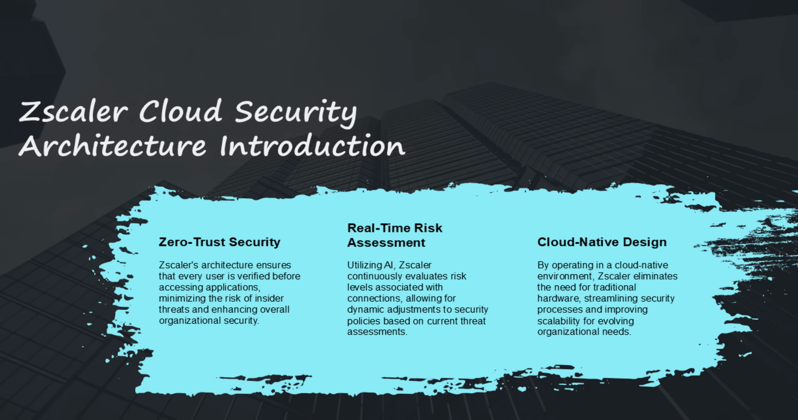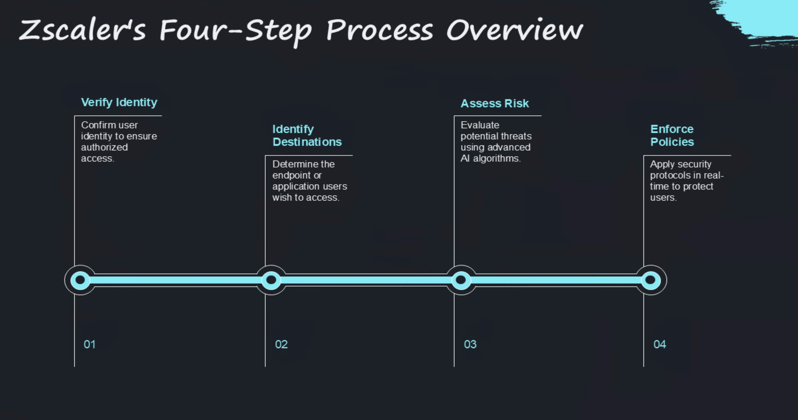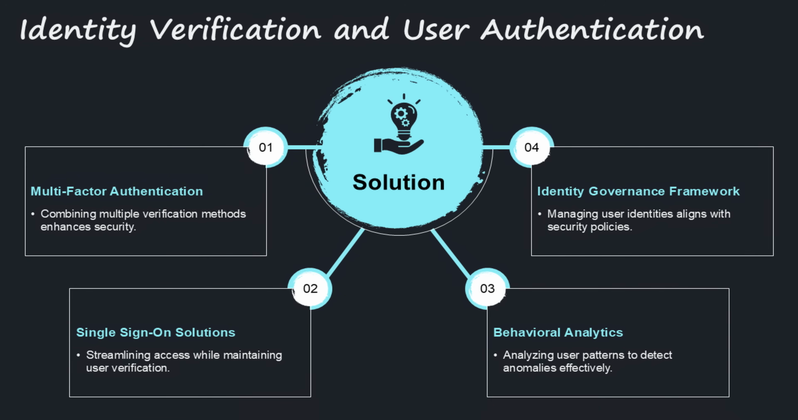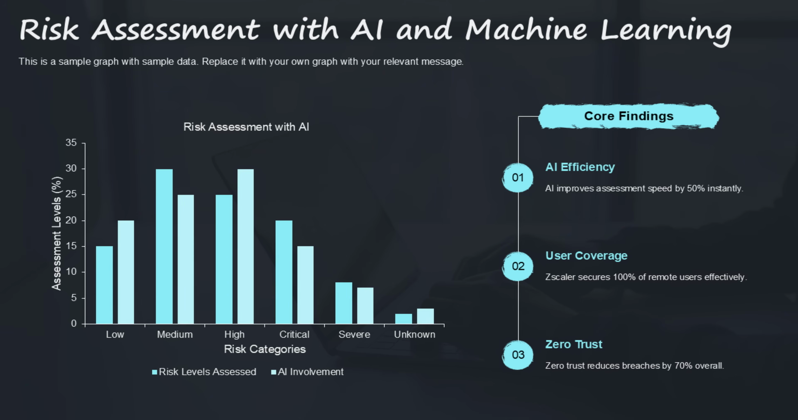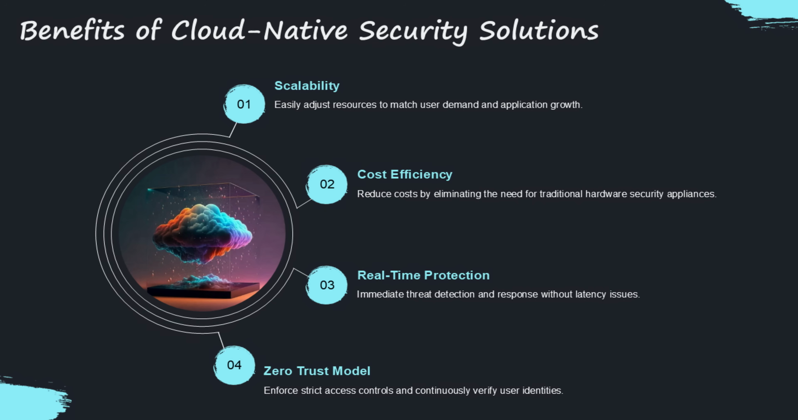Zscaler operates as a comprehensive cloud-based cybersecurity platform that routes internet traffic through its distributed global network of data centers. It employs a four-step process to verify identity, identify connection destinations, assess risk using AI, and enforce security policies in real time.